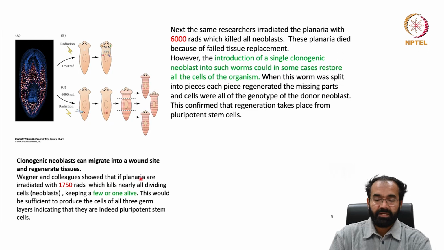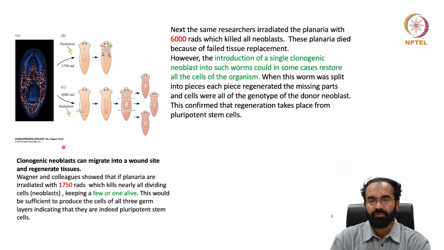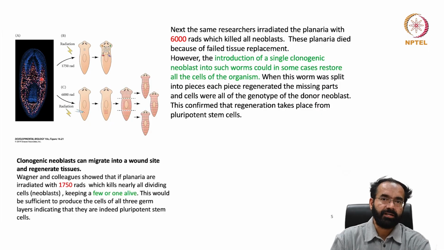So in this experiment, Wagner and colleagues performed a very interesting experiment. This is the picture which we have seen. Neoblasts are there. They used two different kinds of radiation regimes. They took this normal SMED type of planaria and irradiated them. To one set they gave 1750 radians, only 1750 radians.